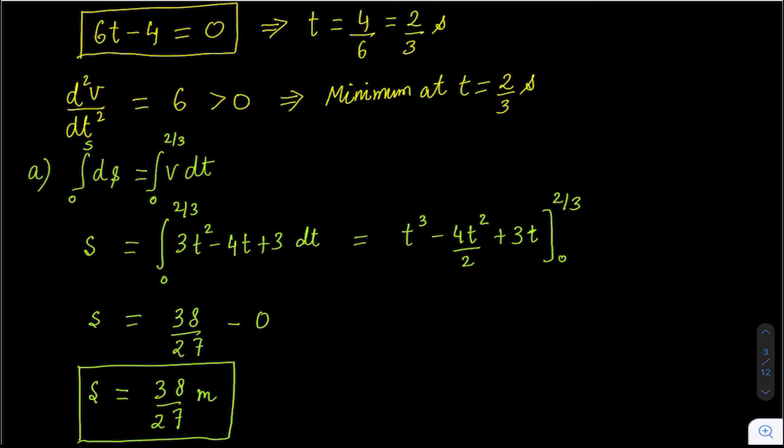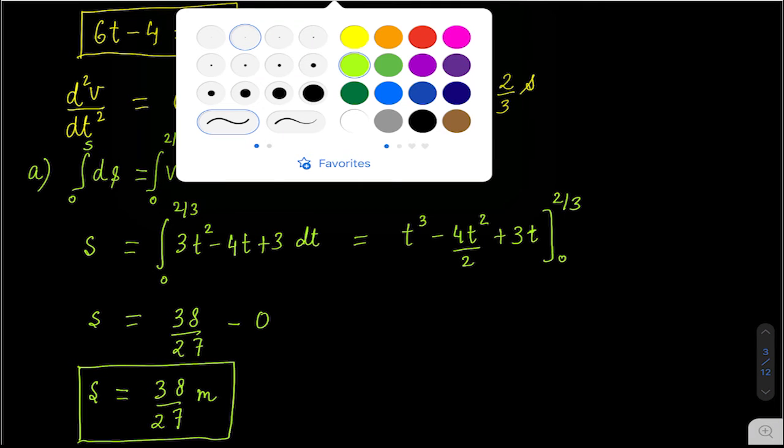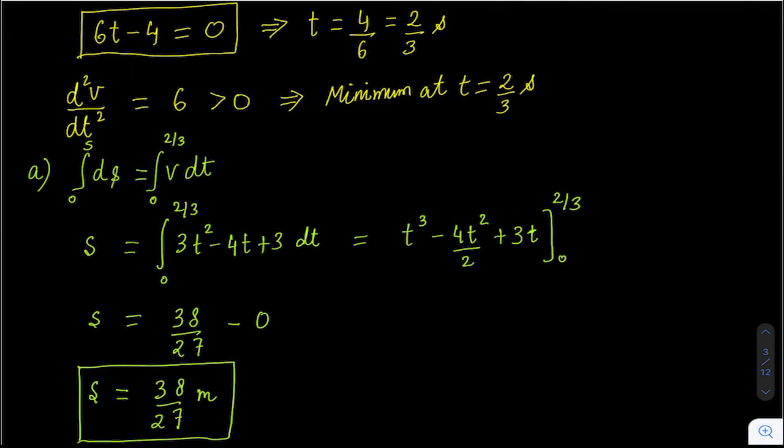Now, you can see if you don't use definite integration, then you will get 38 over 27 plus c, right? Because your integration will be t cube minus 4t square by 2 plus 3t plus c. Okay, let me just show you. This is it in definite integration. If you use indefinite, you will have some c here. And then 38 over 27 plus c is my value at 2/3. And my value at the origin will be 0 plus c.